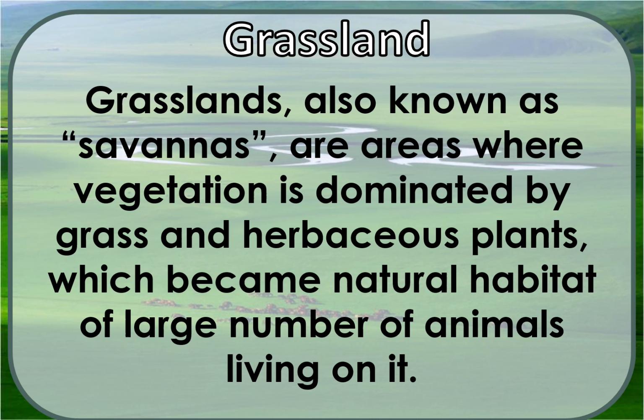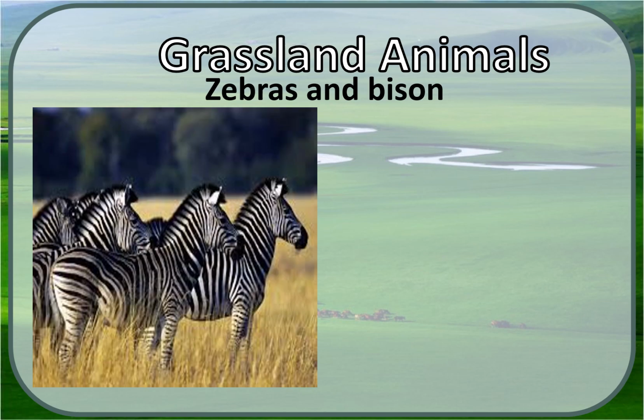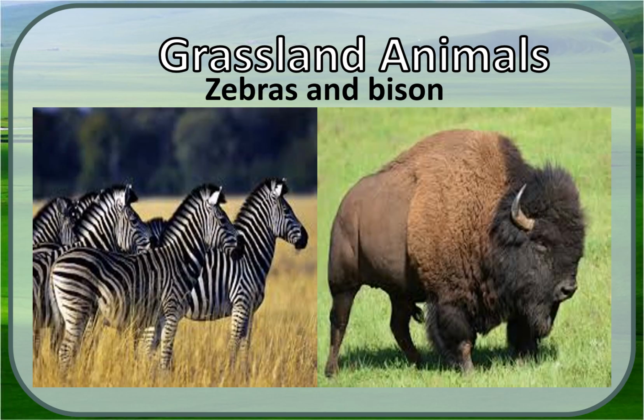Animals have adapted to the fact that grasslands don't have many places to hide from predators by making homes in the ground or by being tall enough to see over high grasses and shrubs. So these are the animals that you can see in grasslands. We have zebras and bison. Have you watched the movie Lion King? The animals that you can see there are animals that live in grasslands.